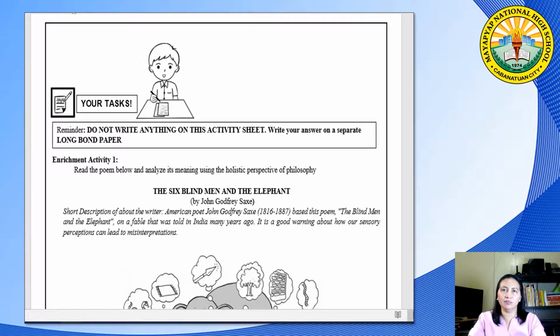At this point, turn your activity sheet to the enrichment part. Reminder, do not write anything on this activity sheet. Write your answer on a separate long bond paper. For enrichment activity 1, you are going to read the poem below and analyze its meaning using the holistic perspective of philosophy. The poem is entitled The Six Blind Men and the Elephant by John Godfrey Saxe.